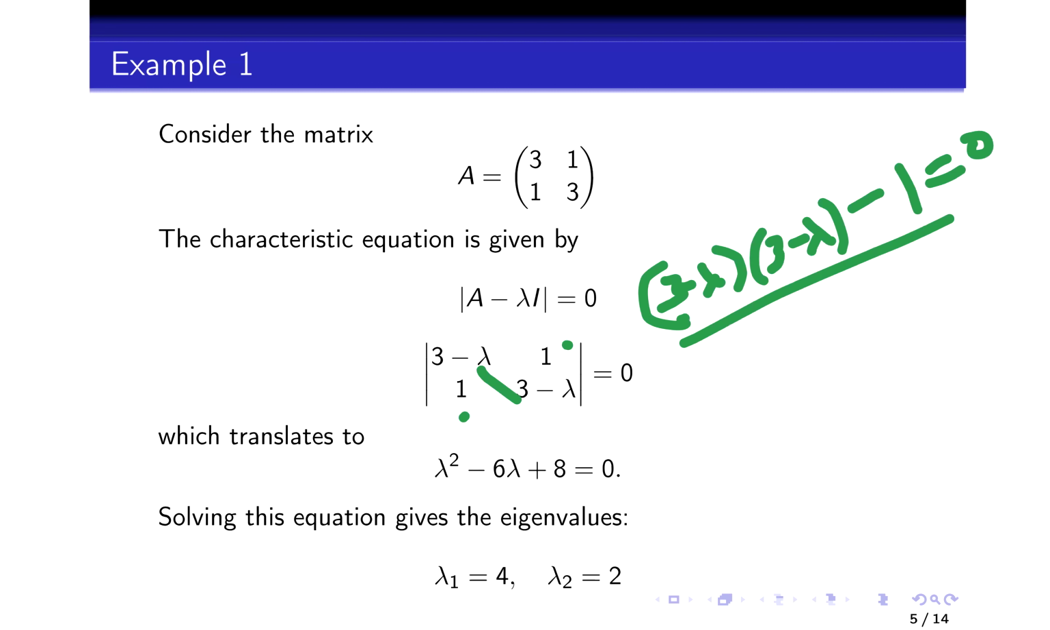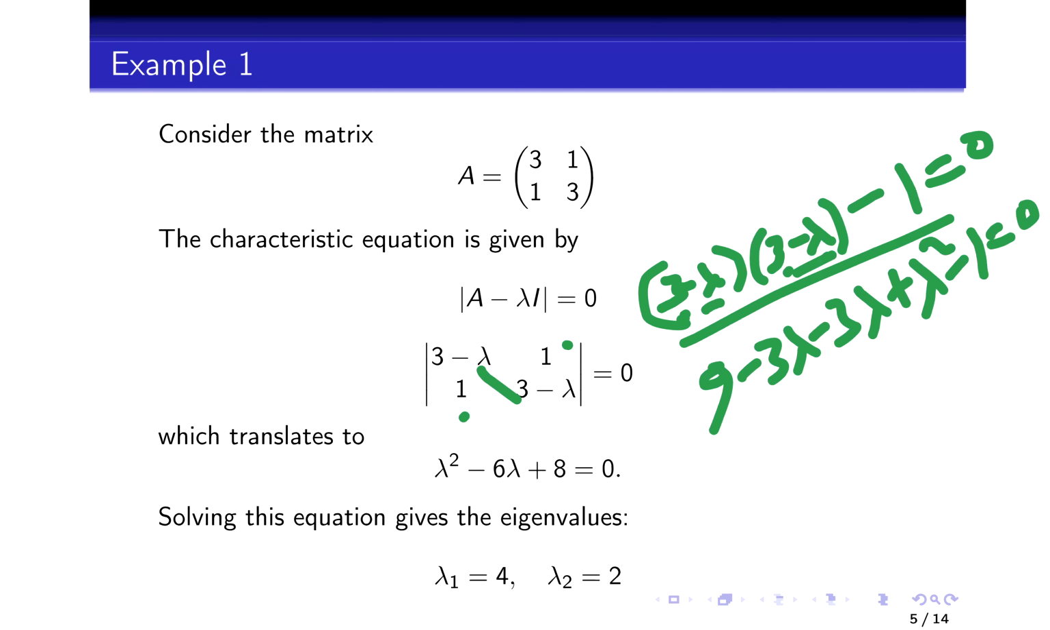3 times minus lambda, that's minus 3 lambda. Minus lambda times 3, that's minus 3 lambda. Minus lambda times minus lambda is plus lambda squared, minus 1 equals 0. Okay, so now you have lambda squared minus 6 lambda, 9 minus 1, that's plus 8 equals 0. And that's exactly why we have this expression.